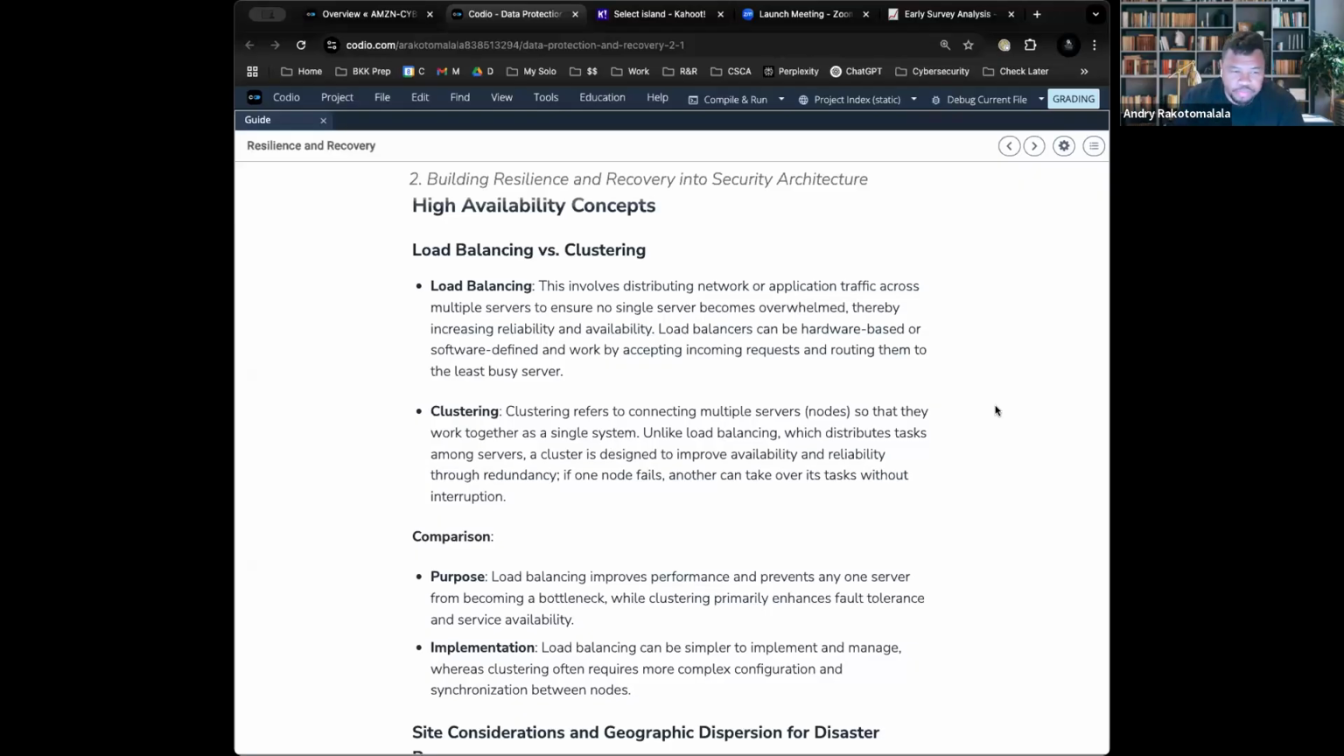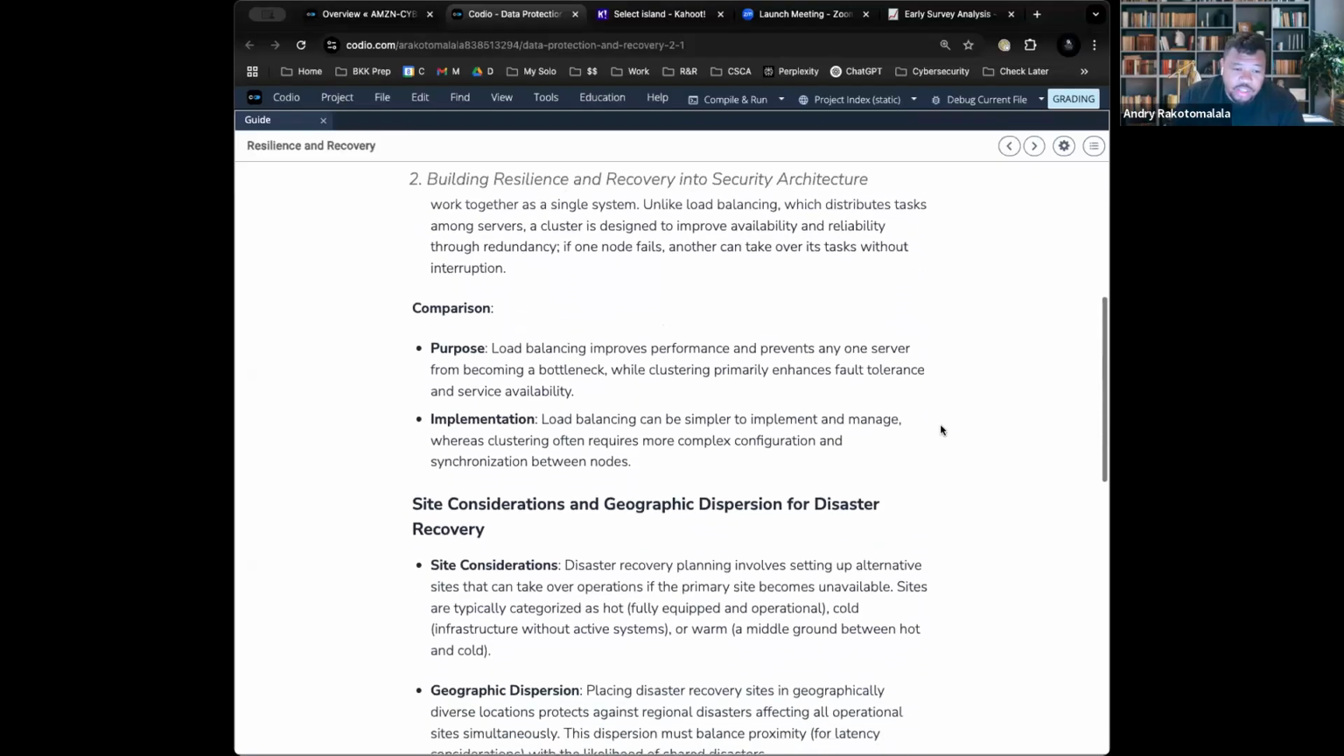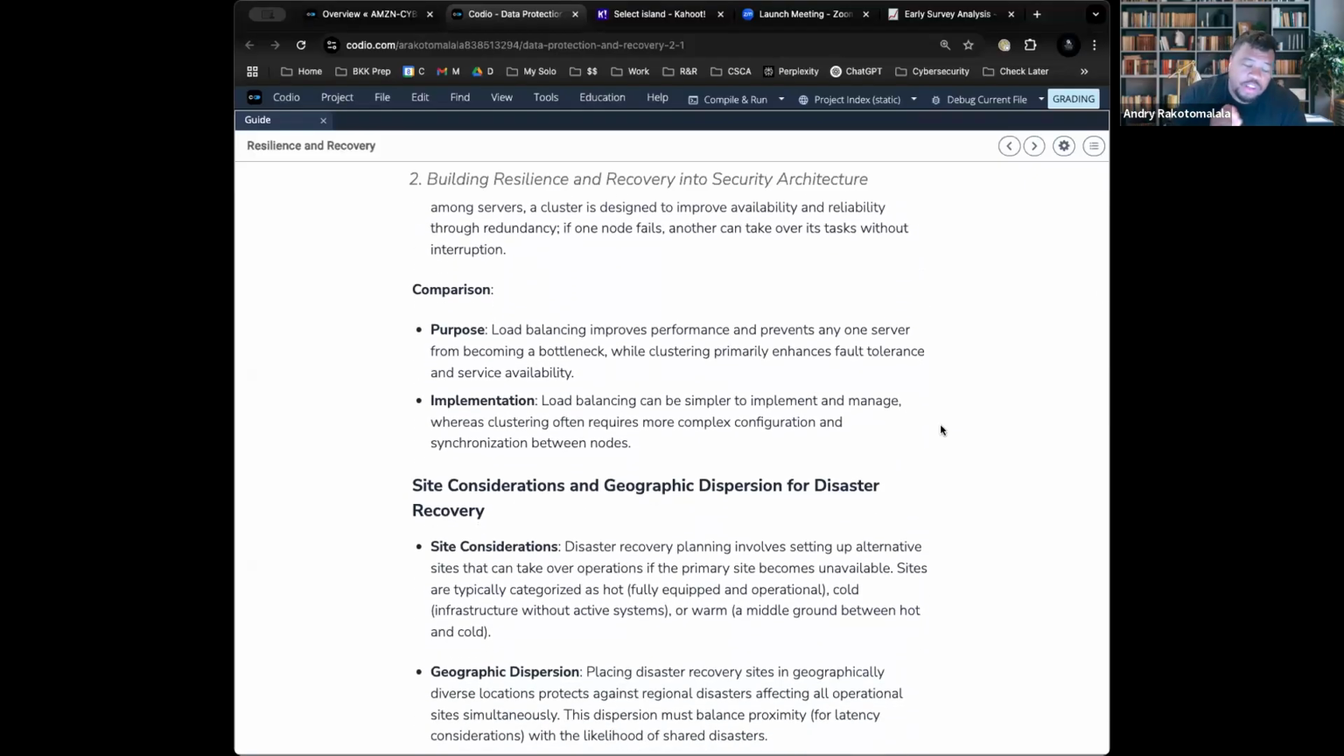Very good question. So, when it comes to load balancing and clustering, to kind of put this into perspective, load balancing is meant to enhance performance, right? And not just have one single point of failure, like that bottleneck.